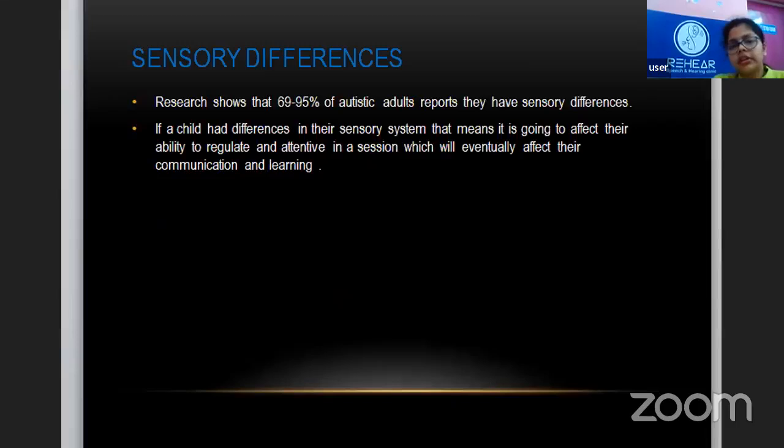Sensory differences. Research shows that 69 to 95% of autistic adults report they have sensory differences. This research is from ASHA. I have read one article from ASHA, the American Speech and Hearing Association. They showed that 69 to 95% of autistic adults report they have sensory differences. That means if a child has a difference in their sensory system, it is going to affect their ability to regulate, to attend and initiate, which eventually affects their communication and learning.